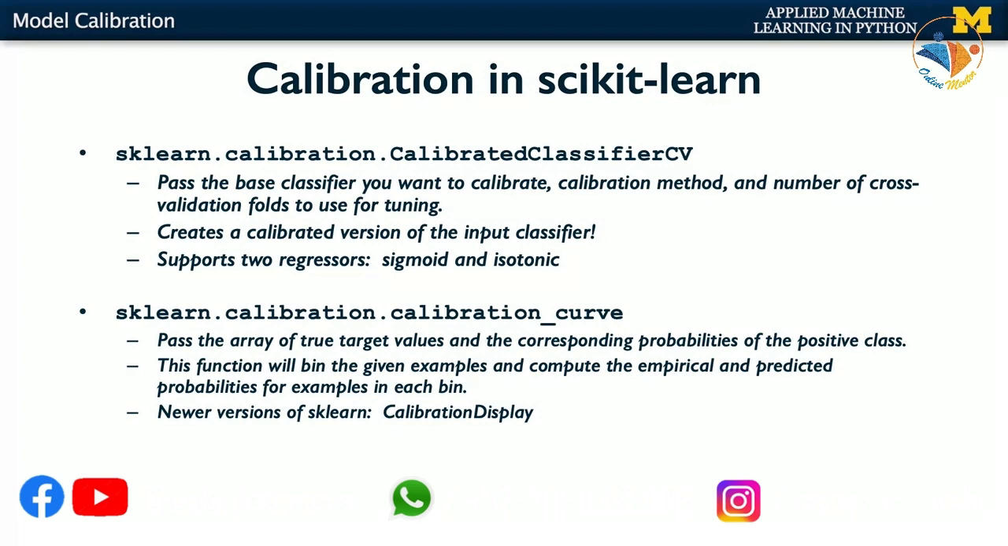Scikit-learn also has routines to generate the calibration curve that I showed you, where you can pass it the array of the true target values and the corresponding probabilities of the positive class, and then it will bin the given examples and compute the empirical and predicted probabilities for each bin of examples. In newer versions of scikit-learn, they have included a function called CalibrationDisplay, for plotting these curves.